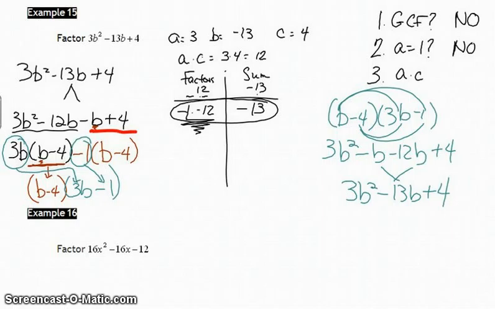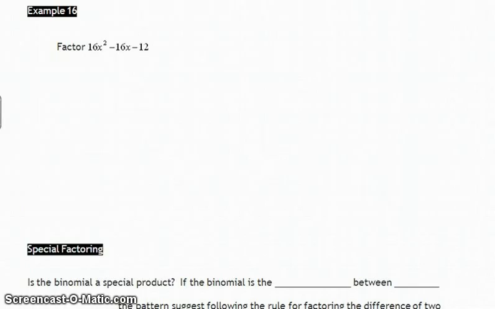Why don't you pause the video now and try and complete example 16. Hint, there is a greatest common factor between the three terms. Let's see how you did. Our questions are: 1. Greatest common factor. Well, I told you there was one, and you should have determined that that is 4. So our first step is to factor out 4. So I'm left with 4x squared minus 4x minus 3.